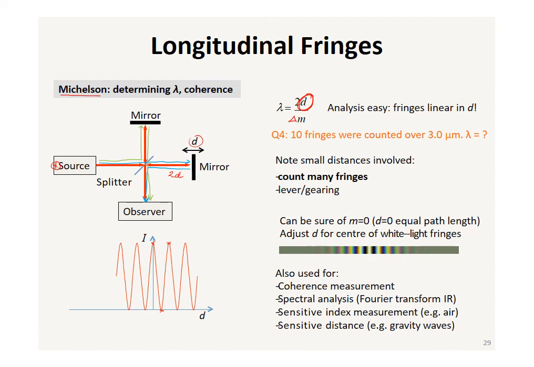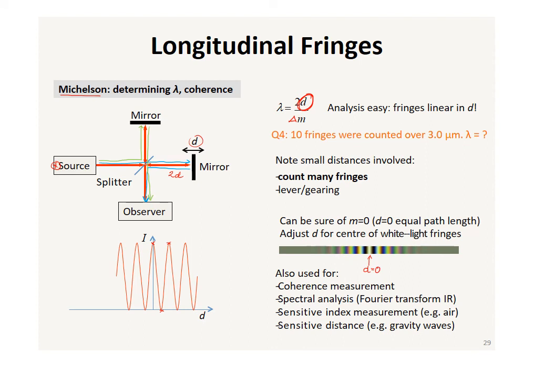Now if we look at just the change of one fringe, we can see that the mirror only needs to move by half a wavelength, which is a very short distance. So we do need to be clever using gearing or something to move that mirror very accurately. We can use white light fringes to work out where our equal path lengths are located. So this is d is equal to 0 here.